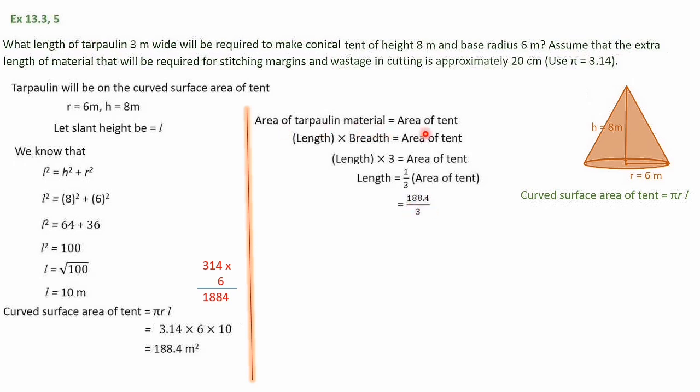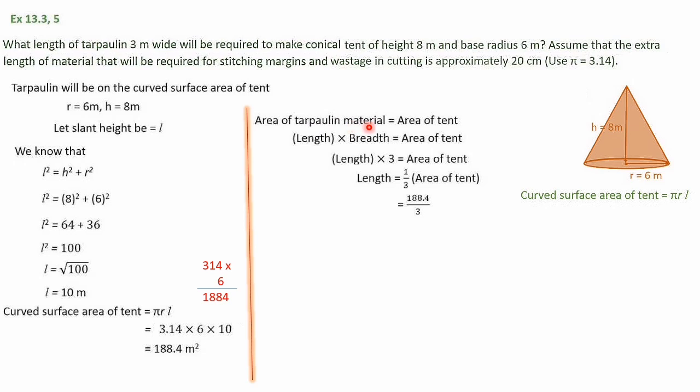Here the statement should be clear for you. Area of tarpaulin material, that means how much area we need for making the conical tent, will be equal to the area of the tent. Exactly the same amount of tarpaulin only we are using. Both areas will be the same.